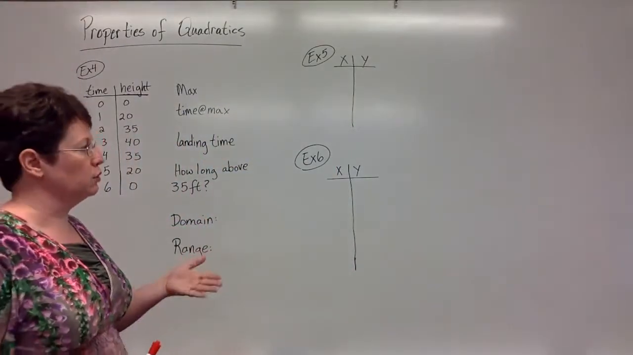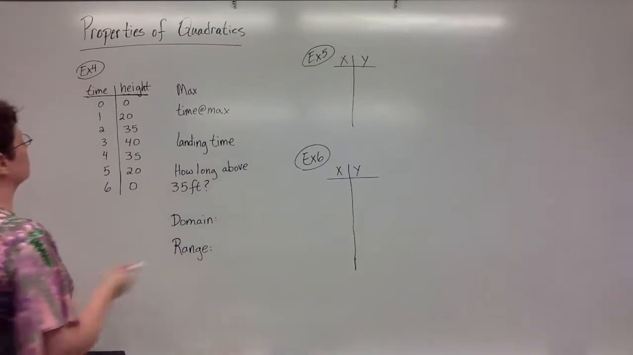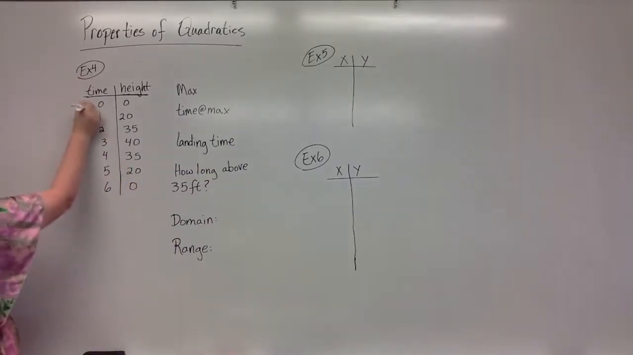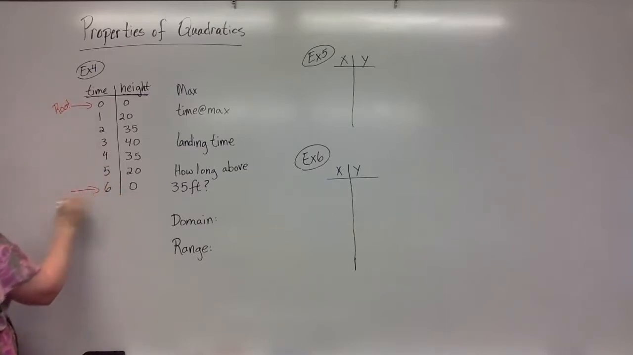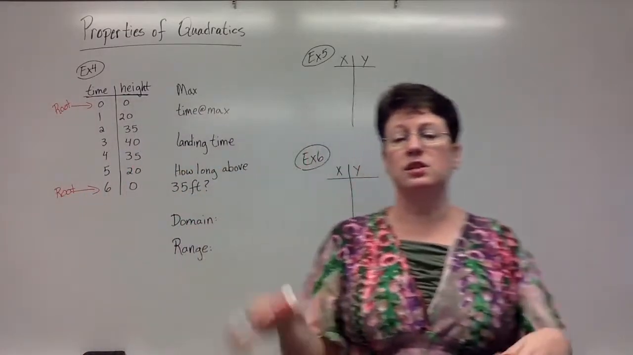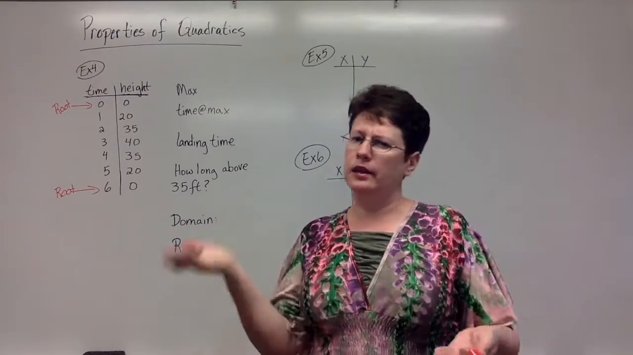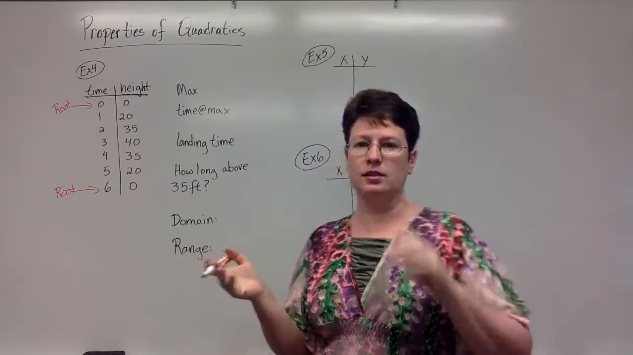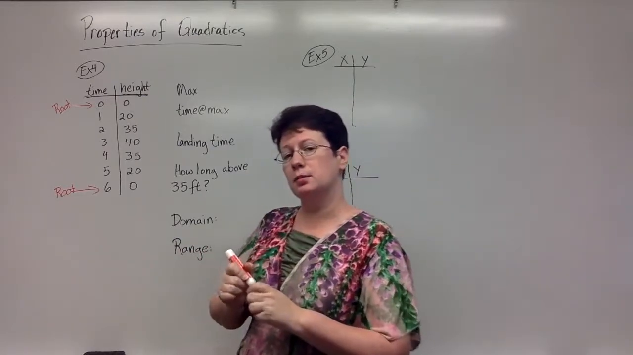So my roots. My roots are where y equals 0. So I have a root here at 0, 0, and I have a root at 6, 0. Now remember, the maximum or the minimum is going to be the highest or lowest point. So what's highest, the x or the y? It's the y value. So in this case, is it going to be a maximum or a minimum?